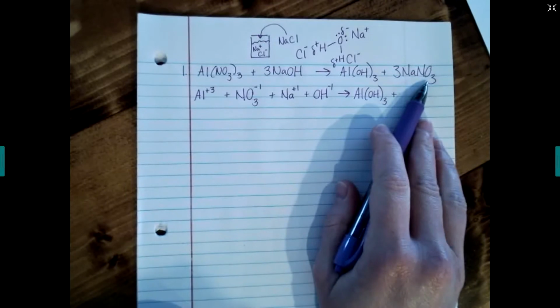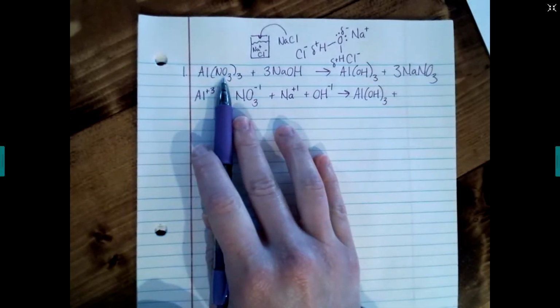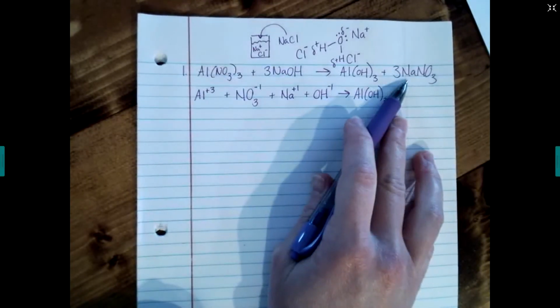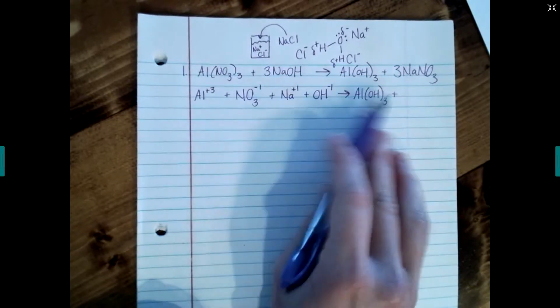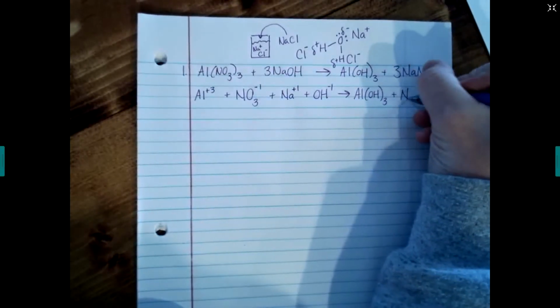And then lastly, we have sodium nitrate. Remember your rule about nitrates? They are always soluble. And also your rule about group 1 metals. They are always soluble. So this is going to split.